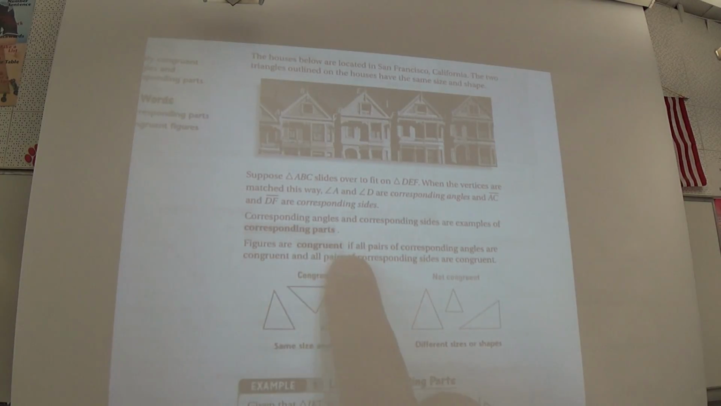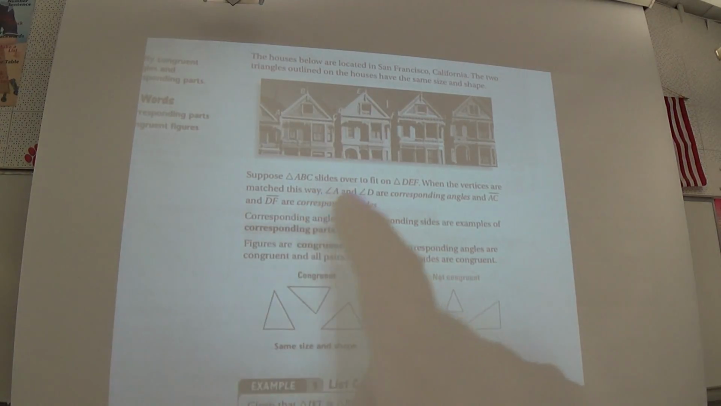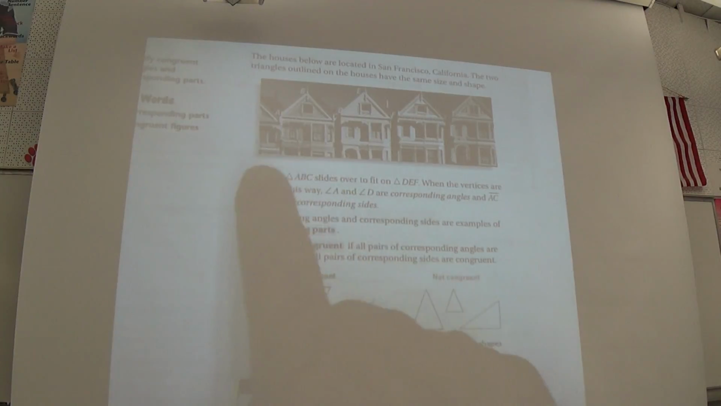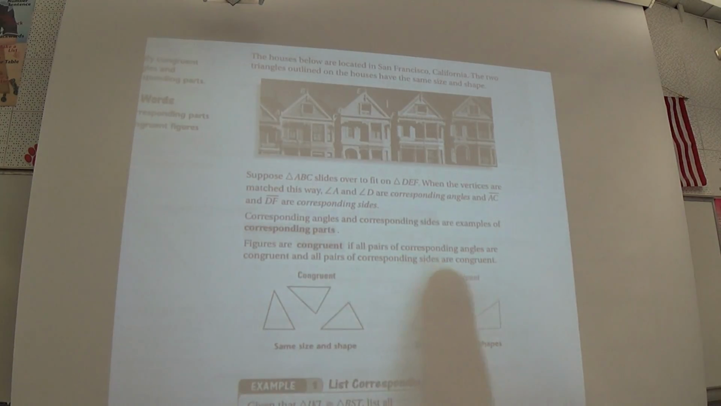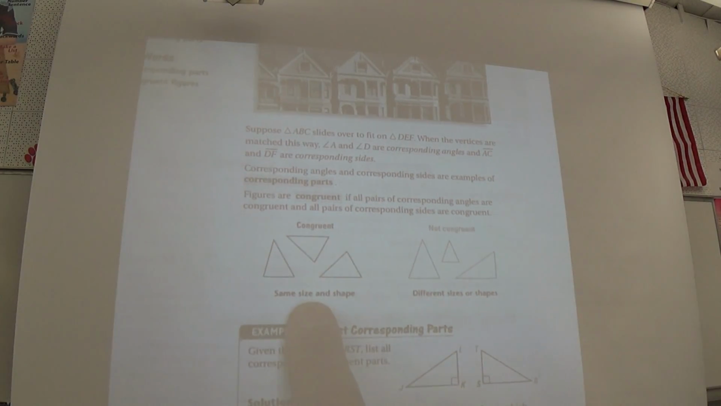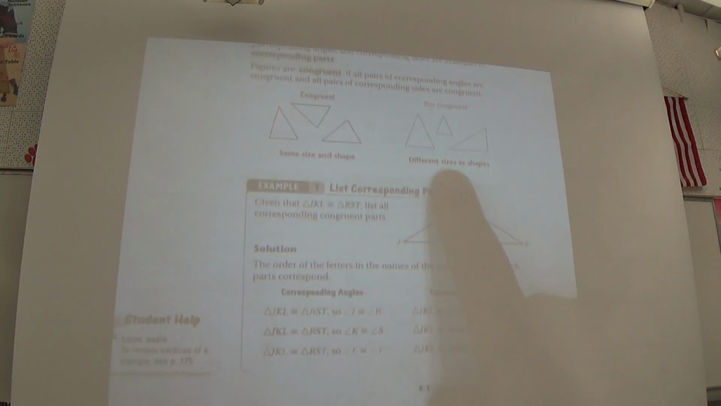So figures are congruent if all pairs of corresponding angles are congruent and all pairs of corresponding sides are congruent. Meaning, if this fits exactly over the top of that and it matches, then that tells you those two triangles are congruent, because the corresponding angles wind up being the same, and the corresponding sides wind up being the same. Okay? So congruency means same size and shape, and not congruent means that they are different sizes or shapes. Okay? And we've talked about congruency before. We talked about that term.